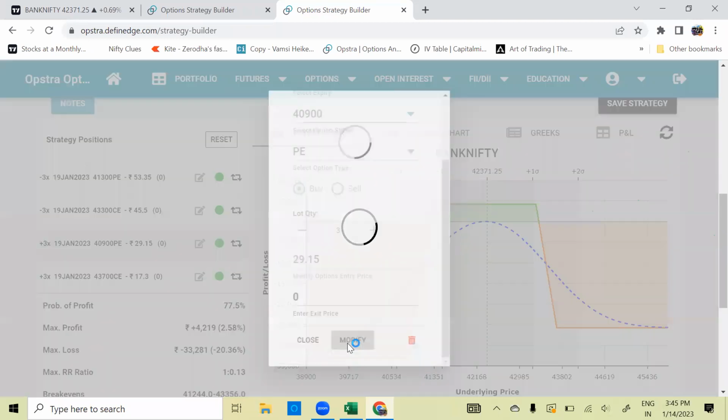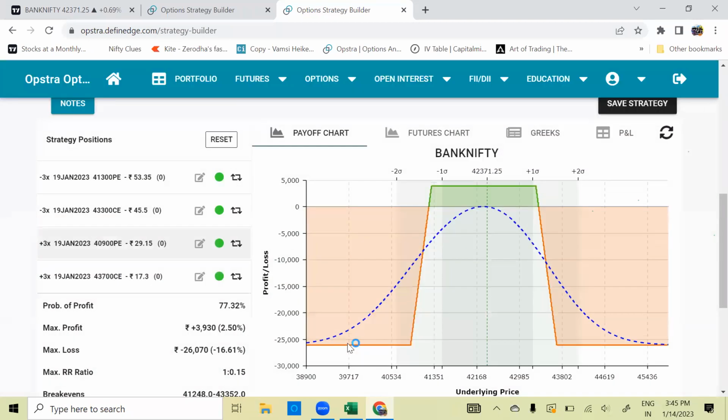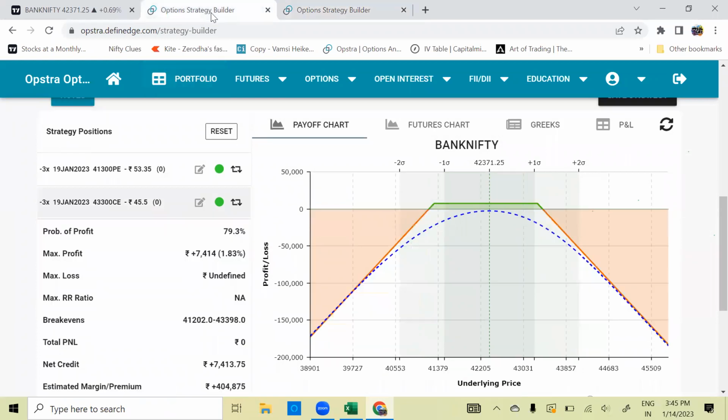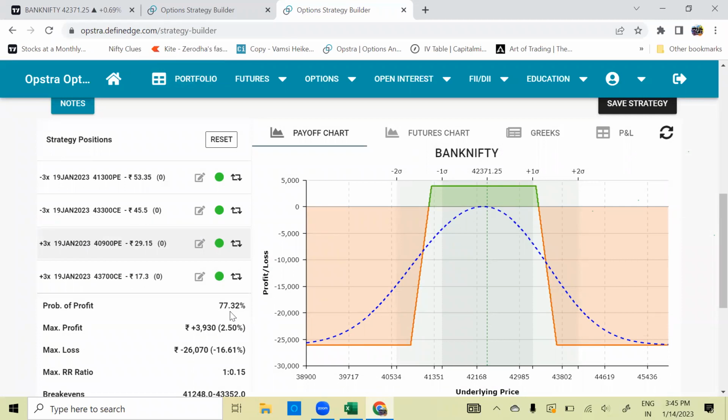Yeah, so here I added 40,900. Okay, so this is a basic iron condor. Suppose here, if I just do iron condor, see, in naked strangle it is allowing me 7,400, but here it is saying 4,000. So almost 50% of the profit is reduced because I am spending money for the hedge. Like 47 rupees, I already spent on the hedge. So my max profit will go down.